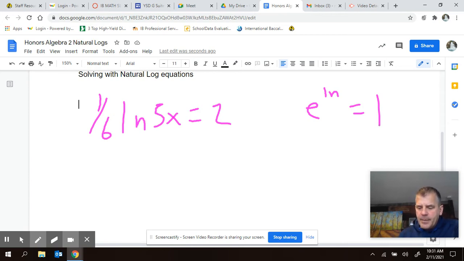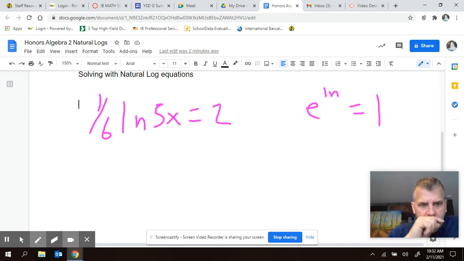But if I raise e to the natural log of 1, like so, it should be 1. So indeed, they undo one another. Okay, so you can actually do that. You can raise both sides of an equation to any base as an exponent.